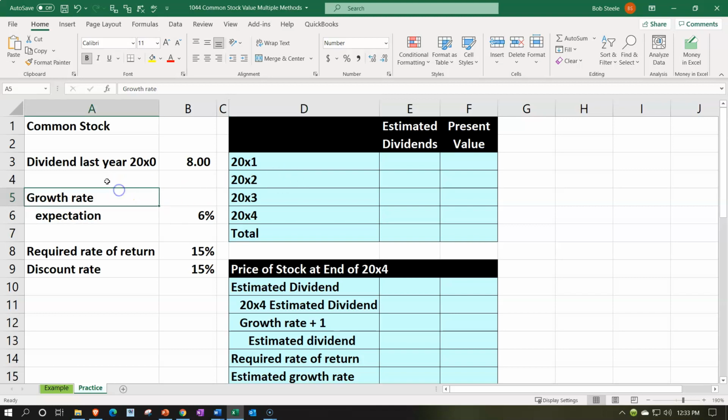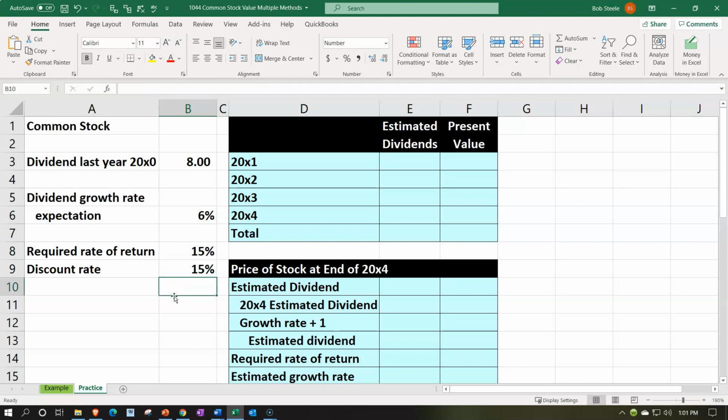So in our information, we have the dividends last year, which we're assuming were $8. The growth rate is expected to be 6%. So we're saying that they're going to increase by 6%. We expect the dividends to grow at 6%. The required rate of return, we're going to say, is 15%. The discount rate is also 15%.